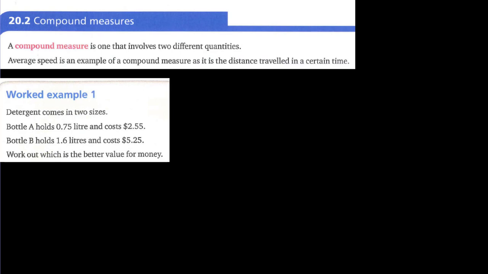Students, we are going to study in this video about the compound measure, the second video about time and rate of change. Here is the definition: a compound measure is one that involves two different quantities. So two different quantities it should be. That's the important part here. Average speed is an example of a compound measure because it has the distance and the time in the unit. So it is a compound measure.